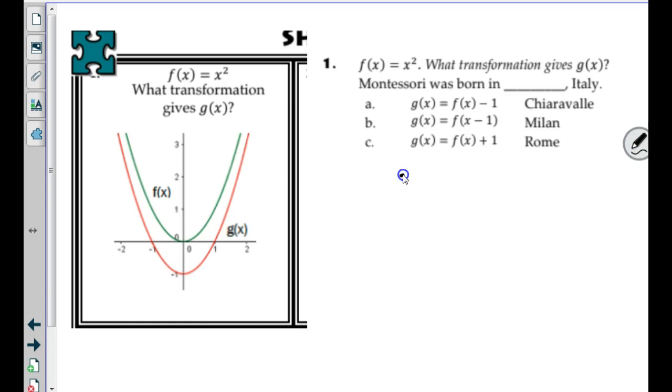Okay, so the green one is the original. Can you tell? It's the top one. So what did it do? It went down. So which of these choices would shift the graph down?